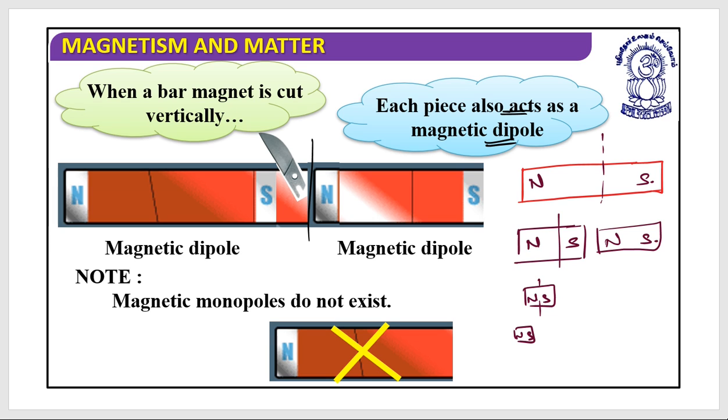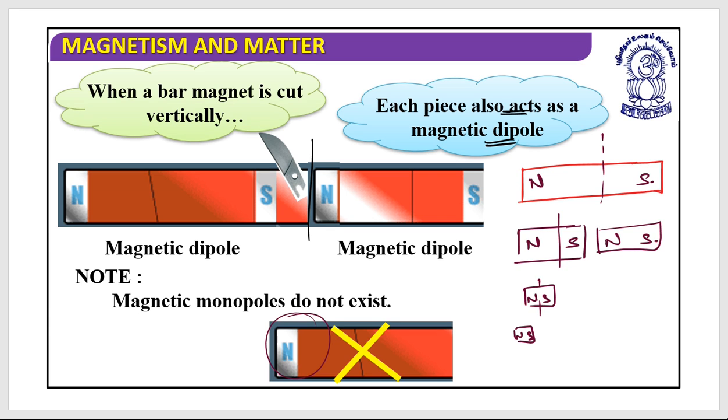And when we cut it, we must understand that it is not possible to have only a north pole on one magnet and only a south pole on the other magnet. No, this is not possible because in a magnet, monopoles do not exist. That means we cannot say that this is the north pole of a magnet alone. When a north pole is there, a south pole must be there. So monopoles don't exist in magnets.